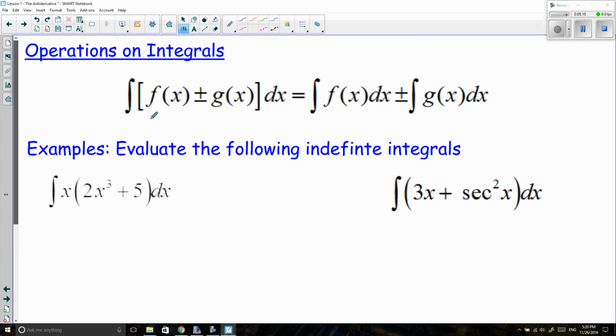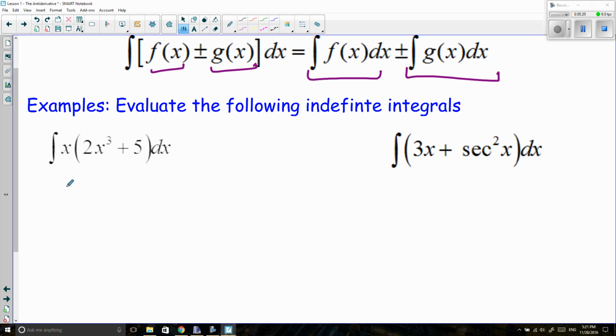Couple things with the properties of integrals. If you're adding two separate functions within your integrand, you can actually split it up into two different integrals. You don't have to, though, but it's just something you could do. You could actually perform operations on it. So, for example, for this one here, I would expand the x in, and I get 2x to the power of 4 plus 5x, and this is all with respect to dx.